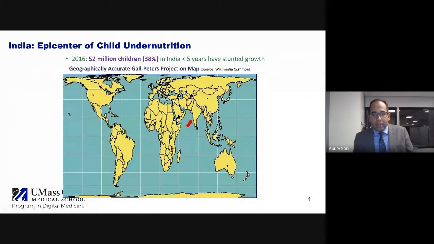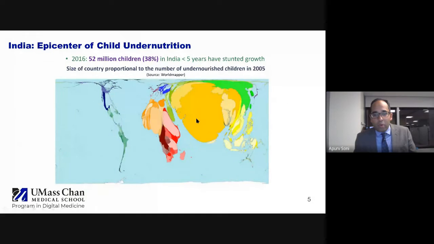And to really highlight that visually, consider this geographically accurate map of the world. And India is shown here as everyone can pick out. But when we skew the proportion of the size of the country by making it proportional to the number of undernourished children in the year 2005, it really highlights what a disproportionate share of the world's undernourished population reside in India.